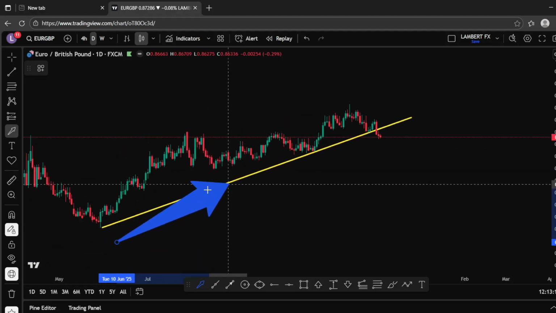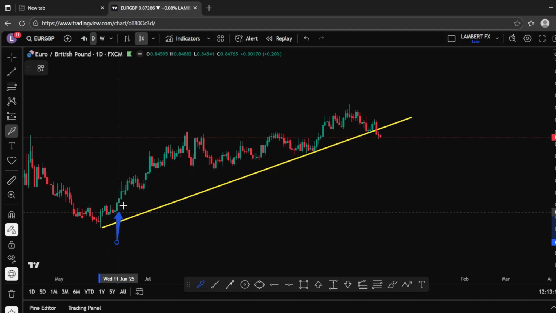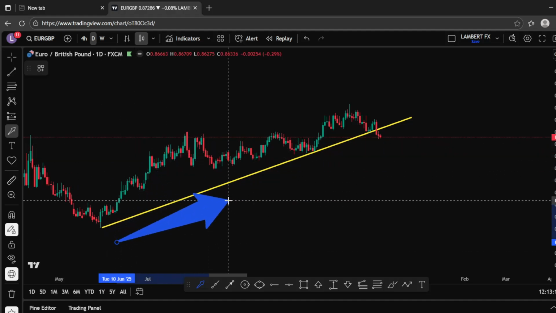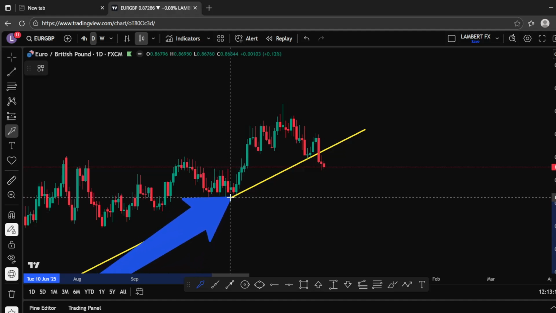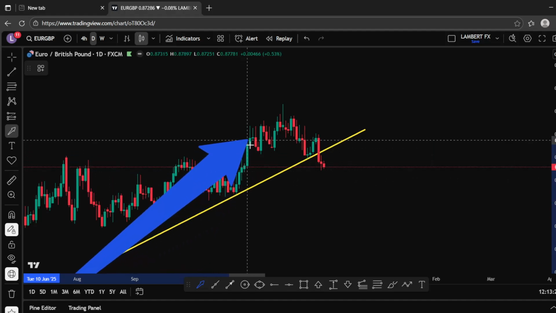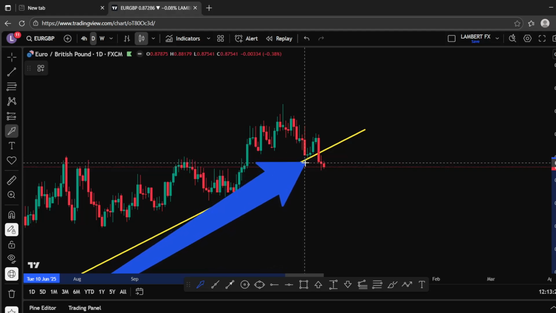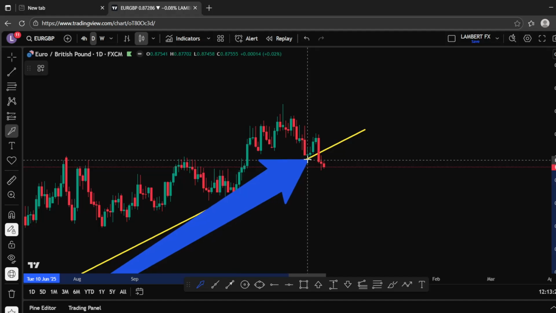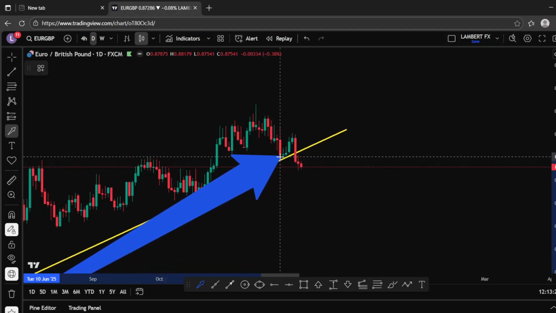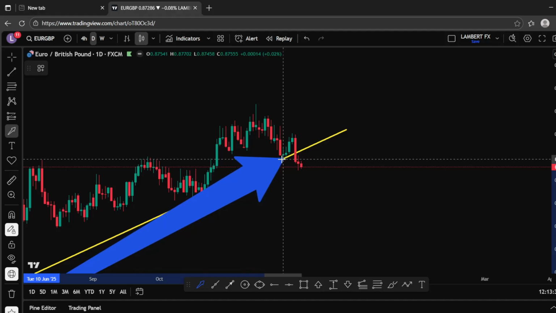Because if you took the first long here, you did well. The second time it came back to the trend line, you did well. And the third touch is always the confirmation touch. So the third touch, if you've seen this, you've gone long.